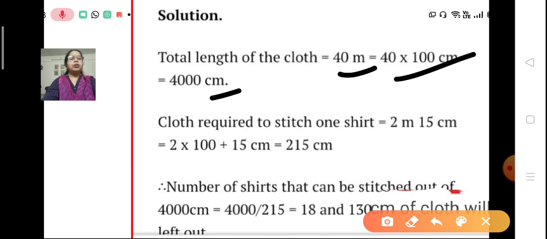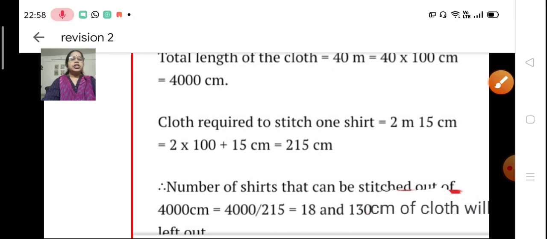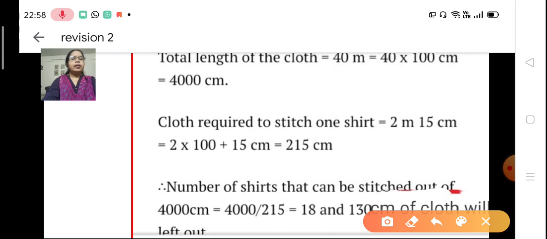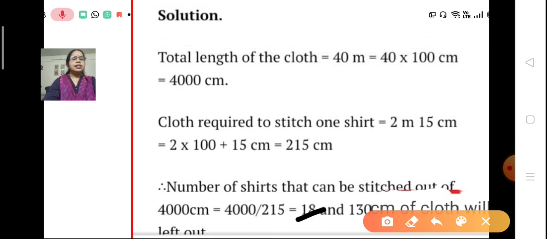Okay. And the cloth required to stitch one shirt, 2 meter 15 centimeters. So, this also we will convert into centimeters. So, it is 2 into 100 plus 15 centimeters, that is 215 centimeters. And the number of shirts to be stitched out of 4,000 centimeters, how do we get it? We divide 4,000 centimeters by 215 centimeters. And what do we get? We get 18 as the quotient and 130 centimeter as the remainder.